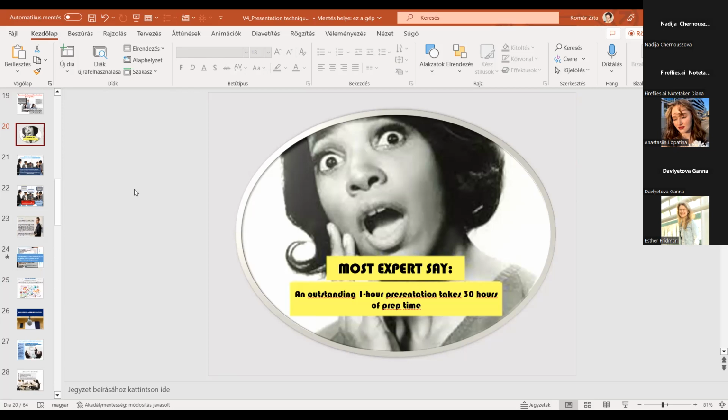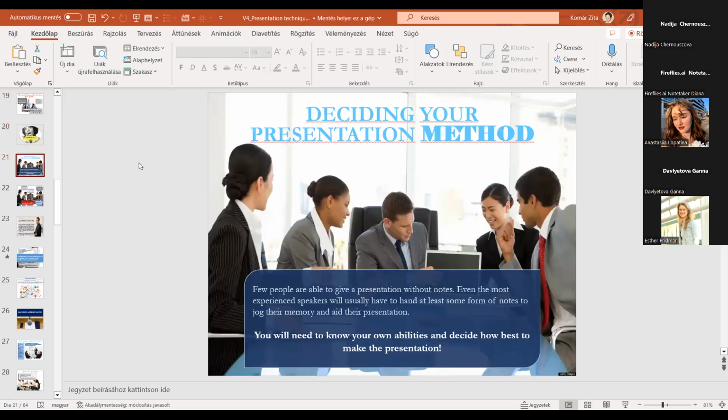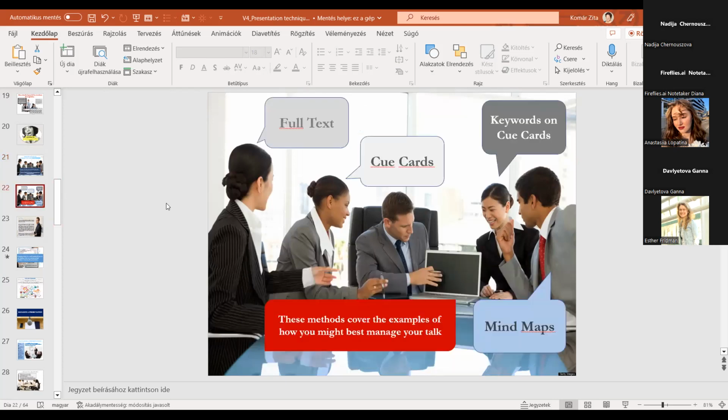when we're presenting. Some methods that people are generally using when presenting, some of them are advised, some of them are not advised at all. So just a few minutes we will spend checking these presentation methods. Here we will see first the full text, then the cue cards and the keywords on cue cards, and the mind map as an alternative way of preparing and presenting.